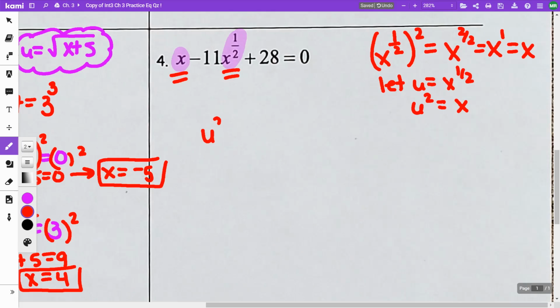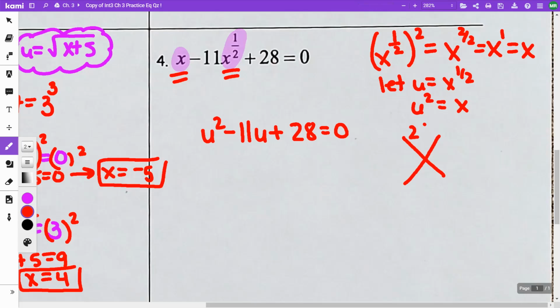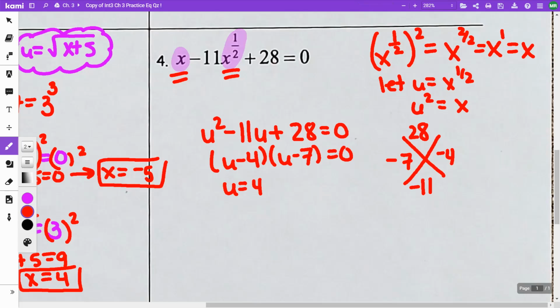So I can rewrite this as a u squared minus 11u plus 28 equals 0. I'm going to do a diamond. What multiplies to a positive 28 and adds to a negative 11? And that's a negative 7 and a negative 4. So I'm going to get a u minus 4, u minus 7 equals 0. I'm going to get u is equal to 4, u is equal to 7.